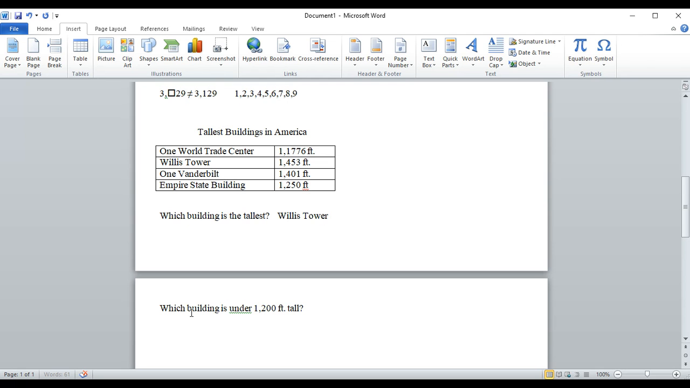And the last question we're going to look at is which building is under 1,200 feet tall? I think this is supposed to say 1,300. Which one of those is under 1,300 feet tall? And it's the Empire State Building. Because it asks you which building, you have to write down the name of the building. So pay attention to how questions are asked. And that is the end of this video.